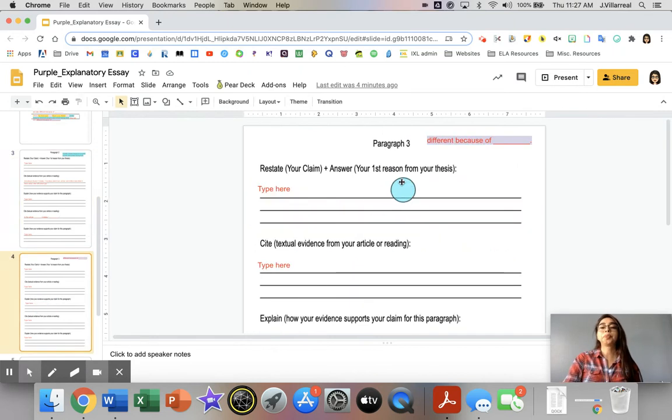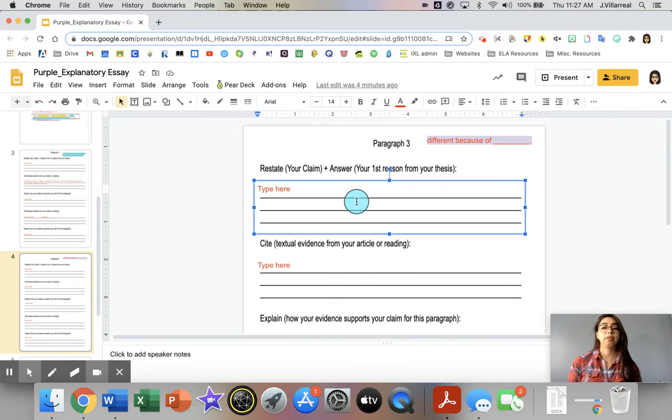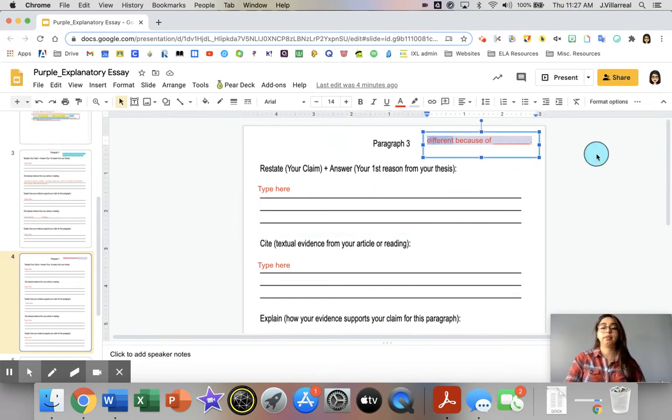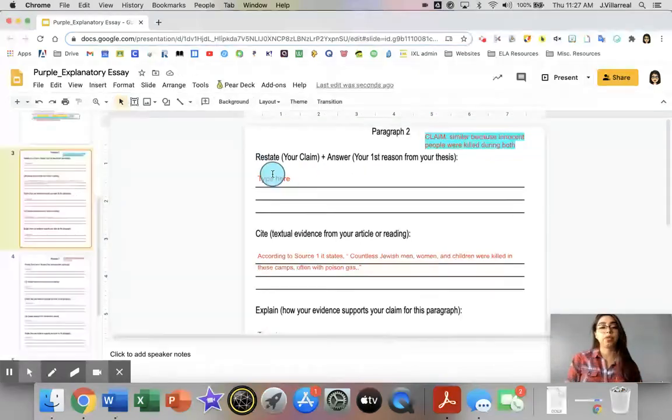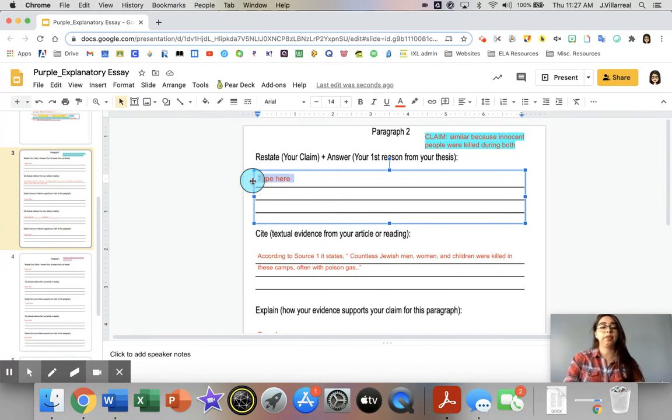And that's the same thing that you're going to do for this paragraph as well. For whatever your difference is, same thing. A difference that the Holocaust and Black Lives Matter have is blank. So you're still saying basically the same thing, right? Because that's your claim. But again, restate means that you're doing it in slightly different words. So restate your claim using slightly different words. Don't be boring. Never boring. Cool. So go ahead and pause your video, go through and restate your claim.